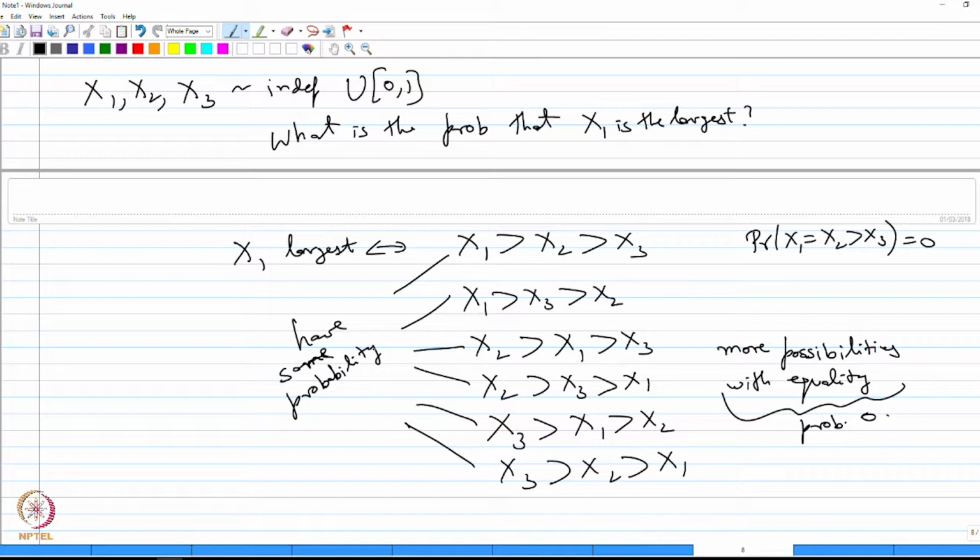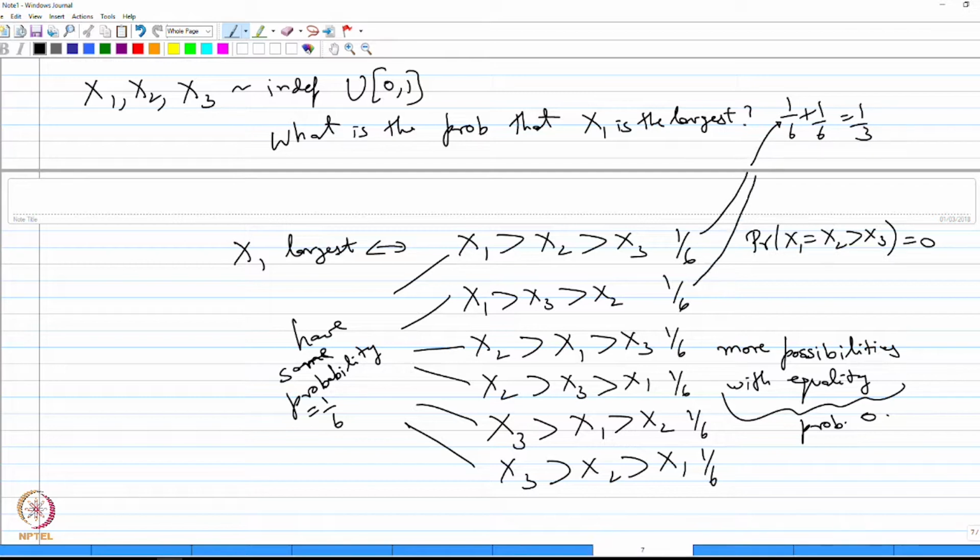So what will be the same probability? That is equal to 1 by 6. Each of these is probability 1 by 6. So what's the probability that x1 is the largest? In 2 of these cases, x1 is the largest. So this will work out to 1 by 6 plus 1 by 6, which is 1 by 3. So these 2 cases will add up to x1 being the largest.